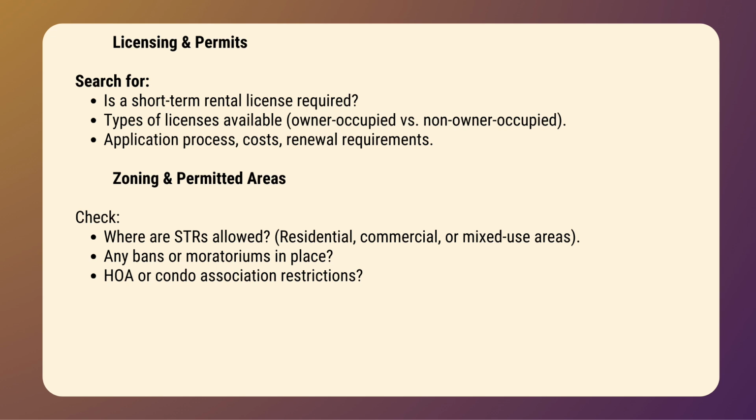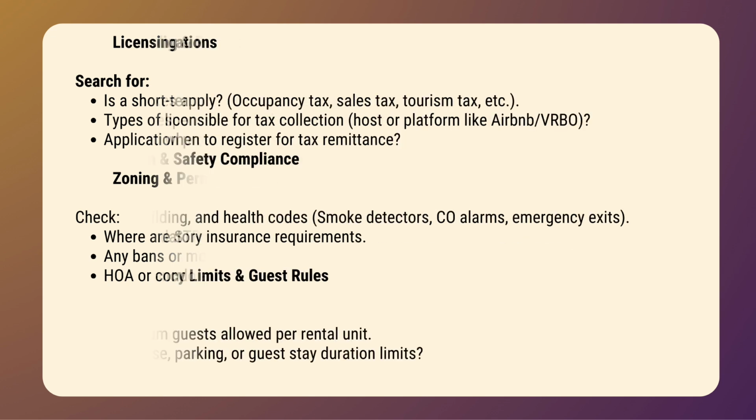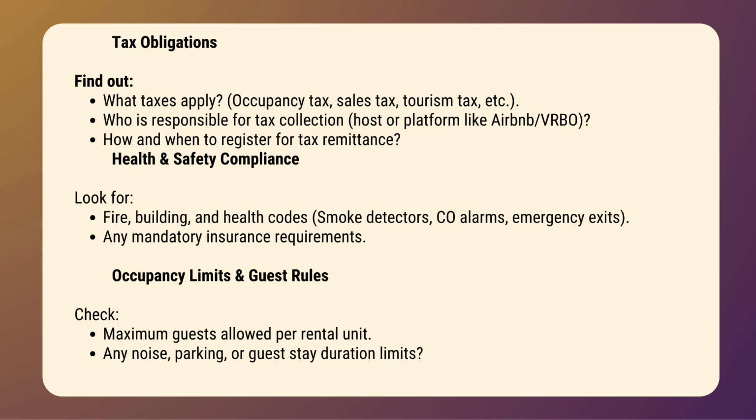HOA or condo association restrictions? What are the tax obligations? You want the AI to search for what taxes are applied. Are there occupancy taxes, sales taxes, tourism taxes? Who is responsible for collecting the taxes? Is it the host or is it the rental platform like VRBO or Airbnb? And how and when to register for tax remittance?